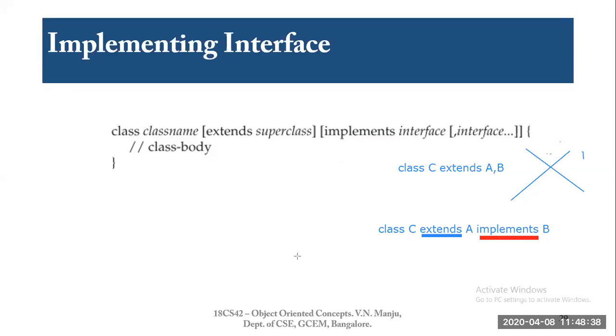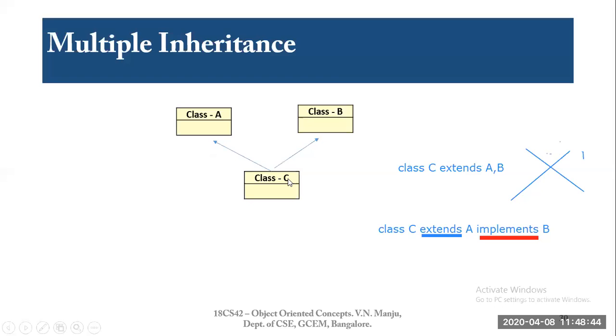So this is what we have in our multiple inheritance. Class C extends A and B is not possible in Java. So this is a very important question: explain multiple inheritance in Java. You have to write this answer. Multiple inheritance is inheriting from two classes. A subclass inheriting from two superclasses is called multiple inheritance. It is not possible in Java because it is not possible to extend two superclasses in Java. So we go for interfaces.